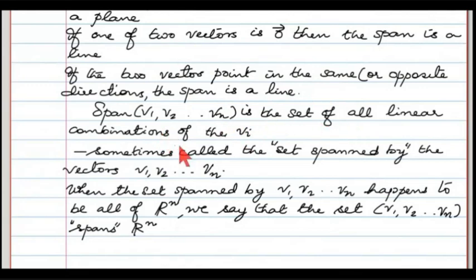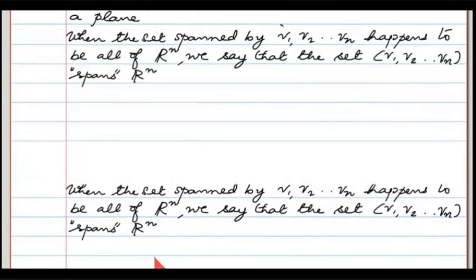Span is the set of all linear combinations of vi. Sometimes it is called the set spanned by the vectors v1, v2, ..., vn. When the set spanned by v1, v2, ..., vn happens to be all of Rn, we say that the set v1, v2, ..., vn spans Rn.